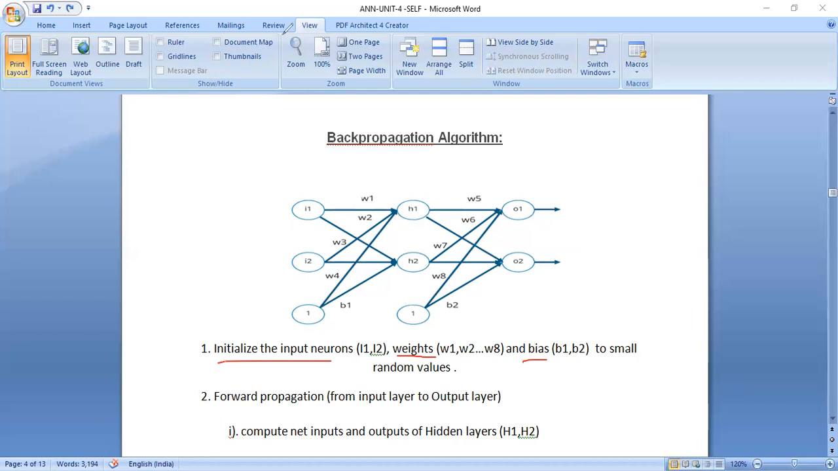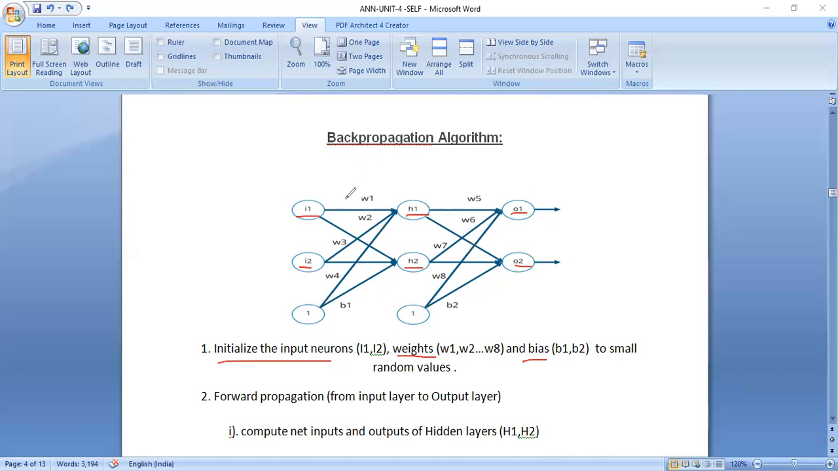Here we have three layers. One is the input layer, represented with I1 and I2, then the hidden layer. Under the hidden layer we have two neurons, H1 and H2. Next, the output layer. The output layer also has two output neurons, O1 and O2. In this network we have used only one hidden layer. This is one of the multi-layer networks.